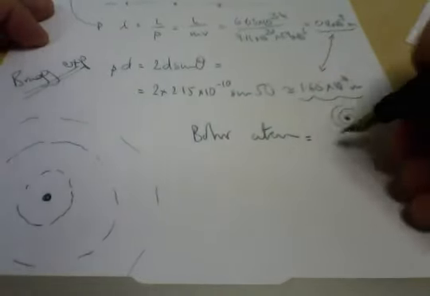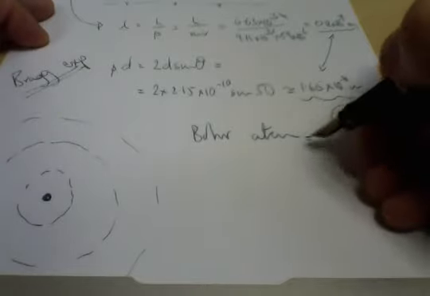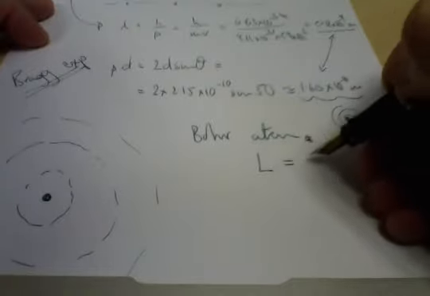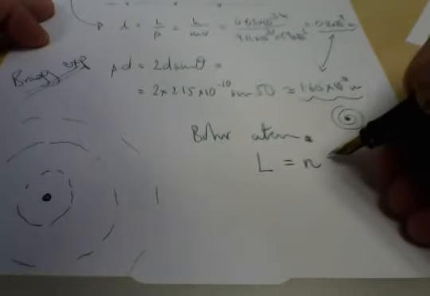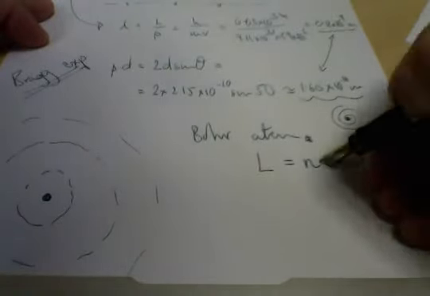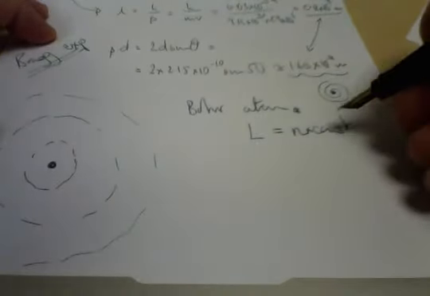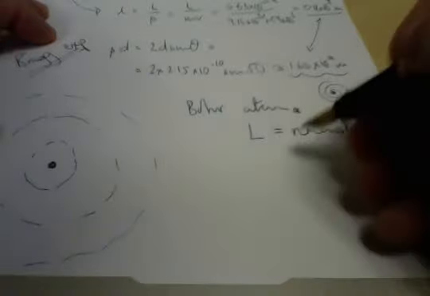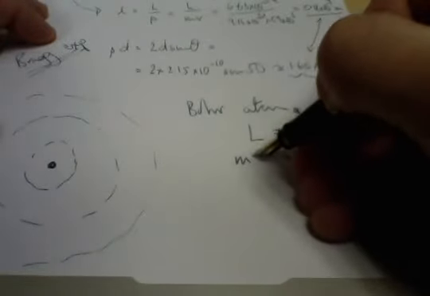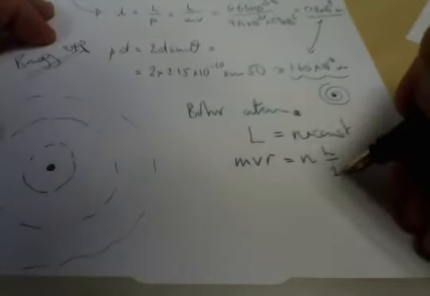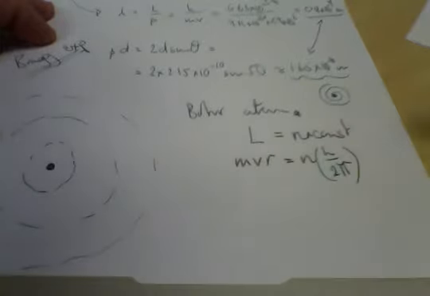And Bohr said, well, Bohr's assumption was that if the angular momentum was a whole number of a constant, this was his hypothesis, then the electron would exist in a certain state. He actually said the angular momentum is mvr, the momentum times the radius, a whole number of h over 2 pi. Okay, so this was his hypothesis, the Bohr atom.